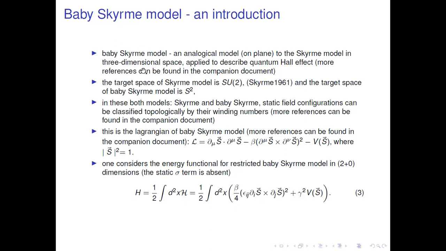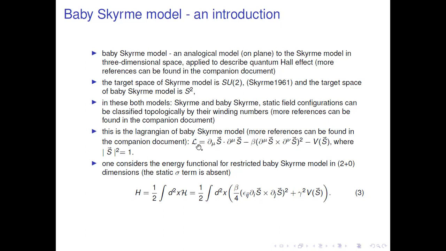And this baby Skyrme model can be applied to describe quantum Hall effects. The target space of the Skyrme model is SU(2), and the target space of the baby Skyrme model is the two-dimensional sphere. In both these models, Skyrme and baby Skyrme, static field configurations can be classified topologically by their winding numbers. So we have an opportunity to get here topologically stabilized non-trivial solutions.